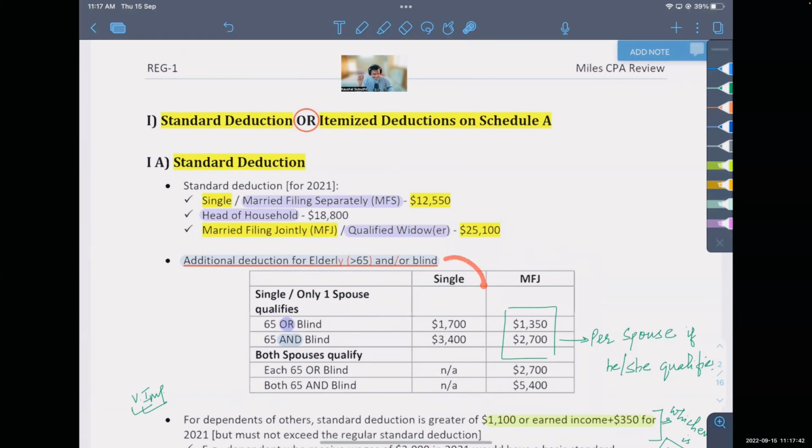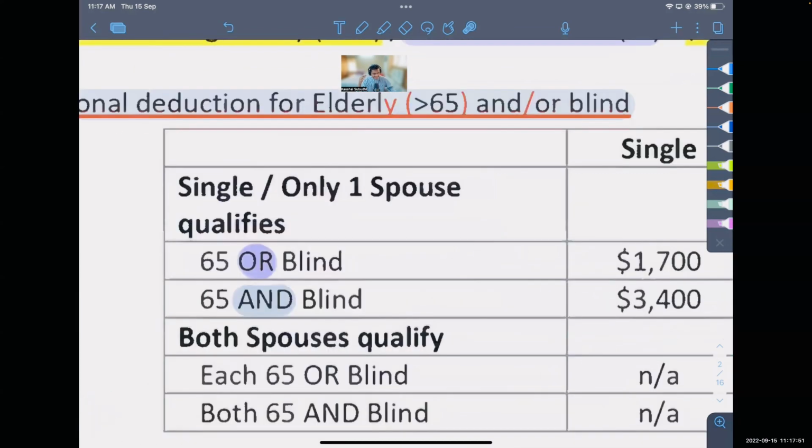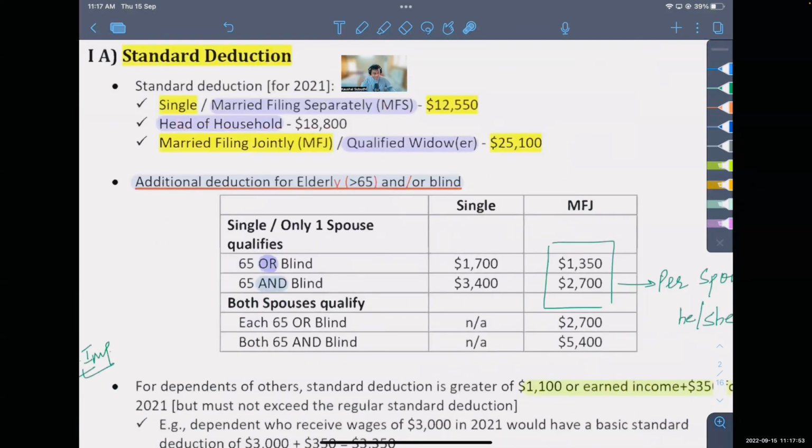Now, if we are looking at the single taxpayer, or let's say he's married filing separately, in that situation, if the taxpayer, he or she, is either 65 or blind, that means if he satisfies either one of these conditions, either he is 65 and above or he or she is blind, then over and above 12,550, you get an additional deduction of 1,700.